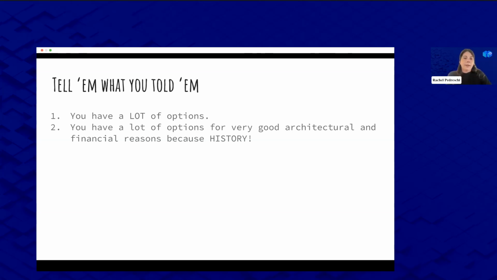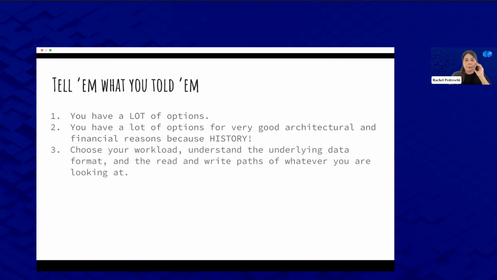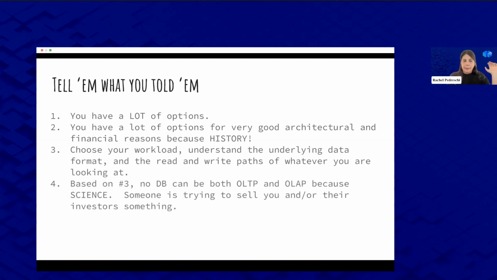So I'm not necessarily saying that Oracle and the older databases are bad. They're great. They handle probably 90% of the world's data workload. But you now have more choices based on the use case. So, choose your workload, understand the underlying data format and the read and write paths of whatever you're looking at. That's super important. Just read and write paths. I can't tell you how many times I was able to figure stuff out just by looking at how the data is stored on disk.